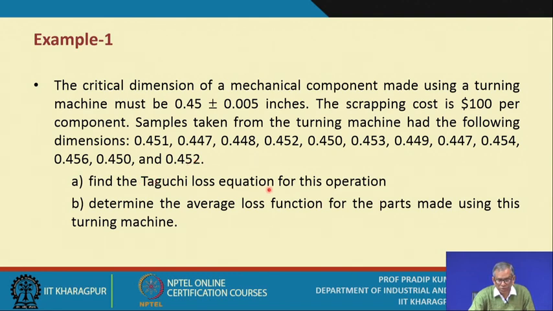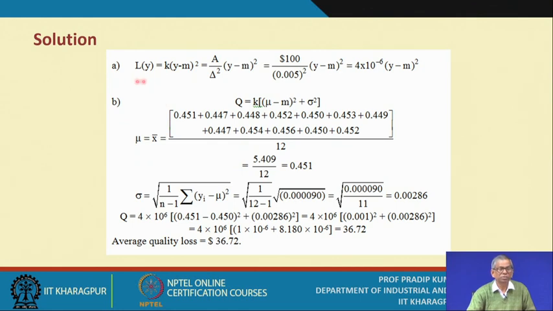Find the Taguchi loss equation for this operation. That is the first question. And the second question is to determine the average loss function for the parts made using this turning machine. So, how do you get the solution? The first question is L(y), which you need to calculate. You are dealing with a quality characteristic, and this quality characteristic is of the nominal-is-the-best type, or the target-is-the-best type. So you use this formula, that is L(y) equals k into (y minus m) square.